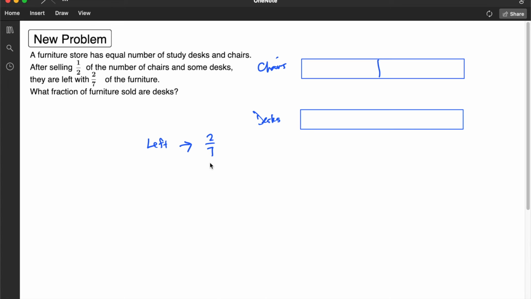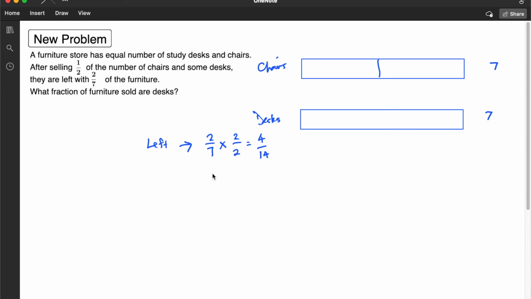If we were to take 7 units as the total number of units for both chairs and desks, we cannot draw our model because 7 divided by 2 is 3.5. So what we can do is multiply 2 to both the numerator and denominator. So we get 4 over 14. Of course, we can divide it into 2 groups of 7 each, but then we are faced with the same problem because half of the chairs are being sold, and 7 divided by 2 is 3.5, so we cannot have a 0.5 for our chairs.